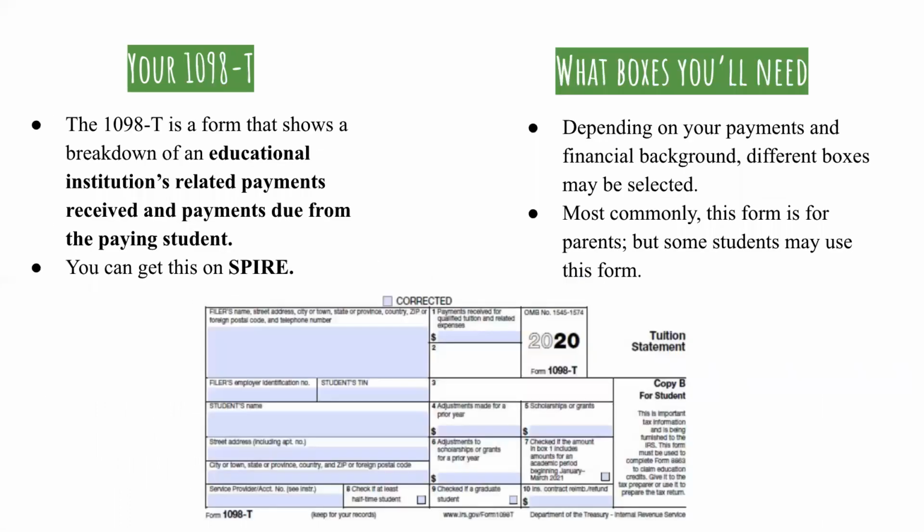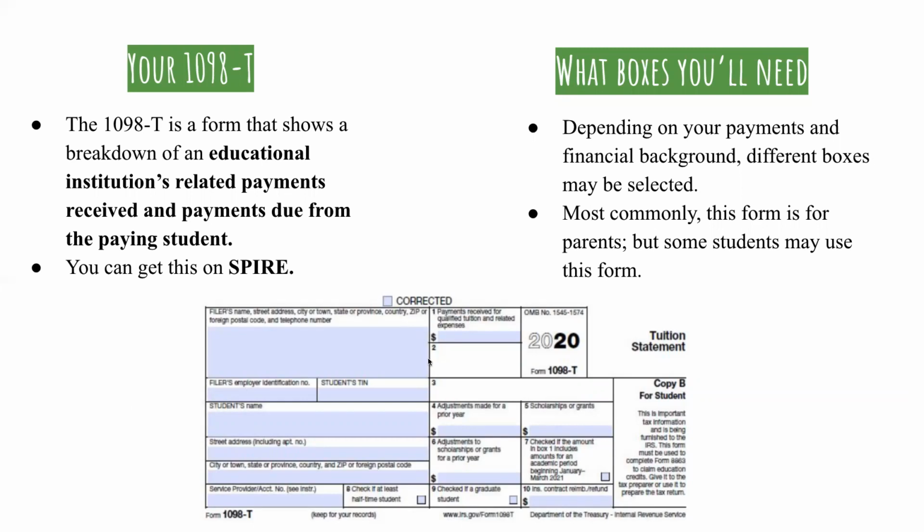All right, cool. So the next thing we're going to talk about is the 1098-T. The 1098-T is a form that shows a breakdown of all educational institution related payments received and payments due from the paying student. You can actually get this form on Spire. This is the form that UMass sends out, the 1098-T, and it will show in box 1, which is right here.